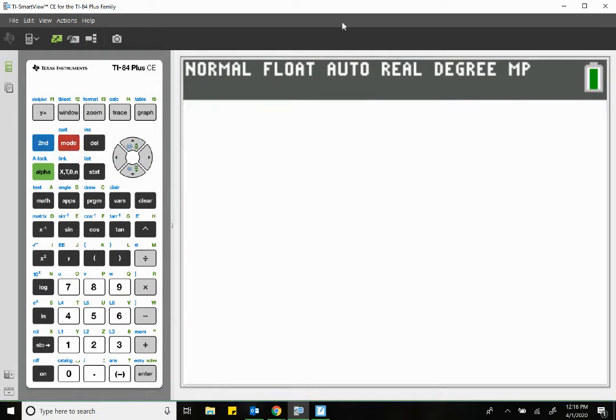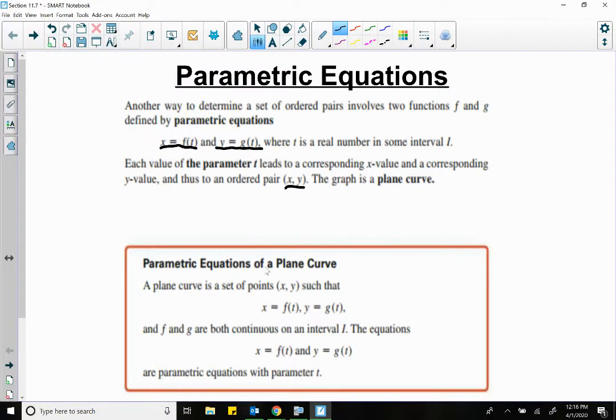All right? So again, parametric makes a set of points, x, y, but it's made up of two different equations, where x is equal to f of t, y equals g of t, and t is just a number in the interval.